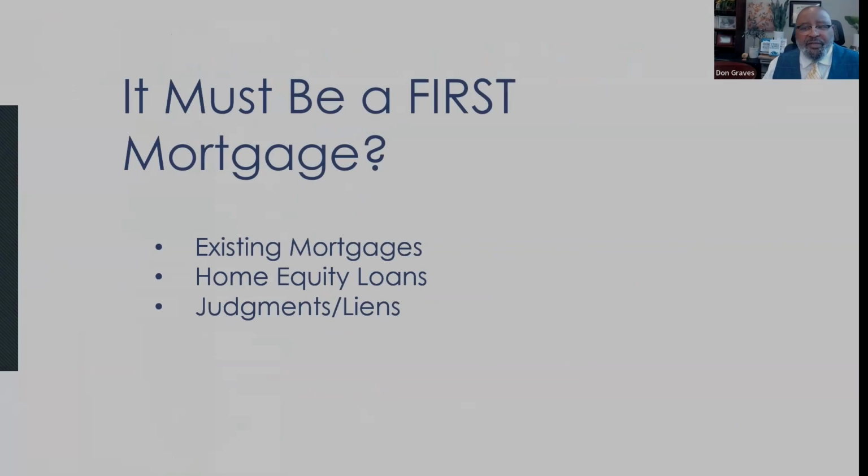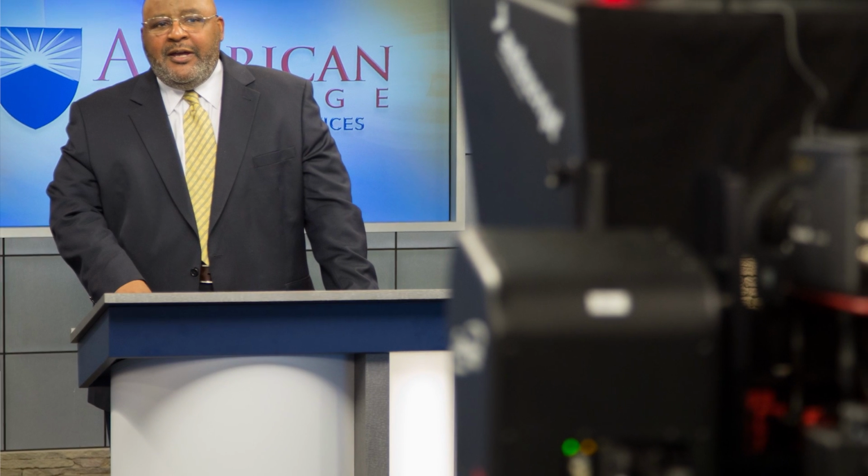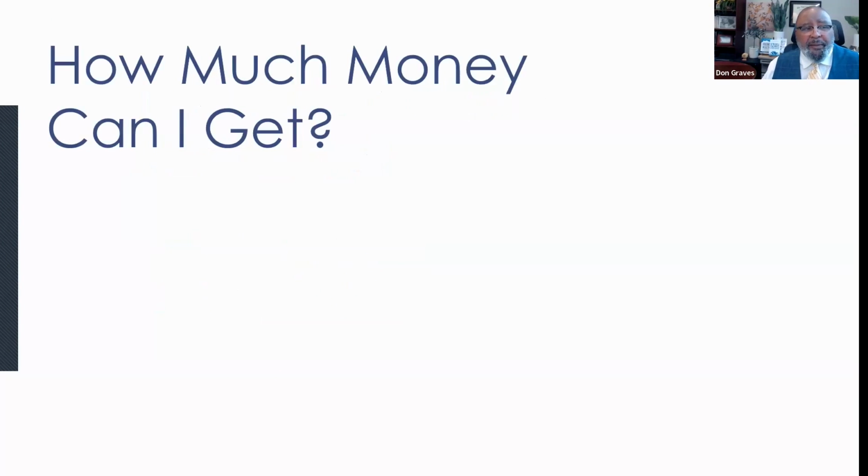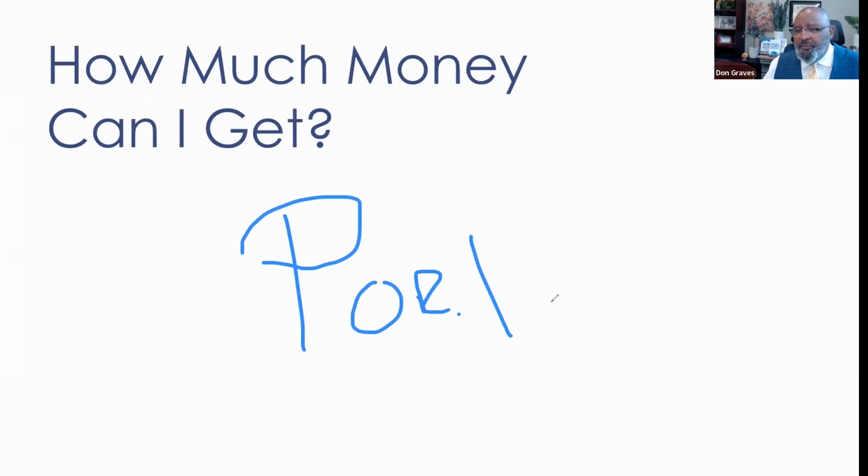A reverse mortgage must be a first mortgage. So when you get a reverse mortgage, if you have an existing mortgage or home equity line of credit, that's going to be paid off first from the reverse mortgage, as well as if there are any liens or judgments on the property.